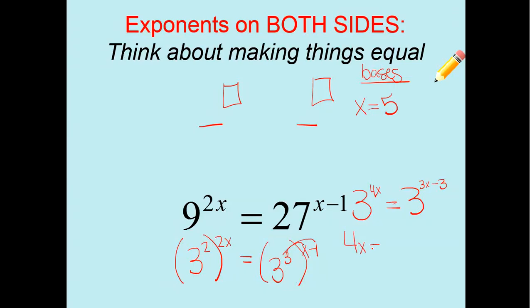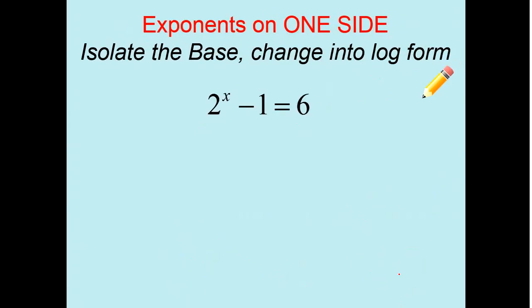So I got 4x equals 3x minus 3. Let's subtract 3x. And I'll get x equals negative 3 right there. And if you would plug it into your equation, you would get the same answer on both sides, if you would like to make sure you did it correctly.